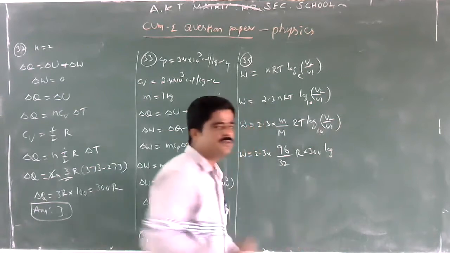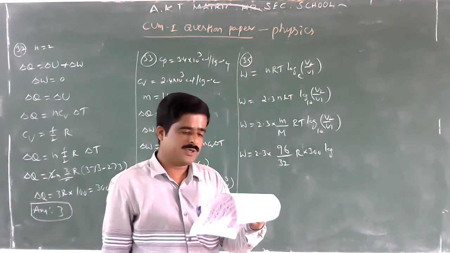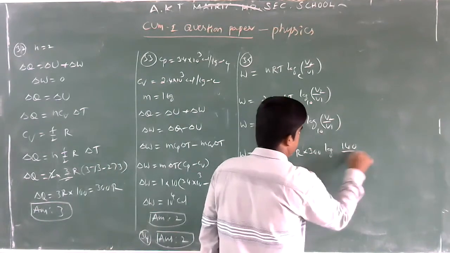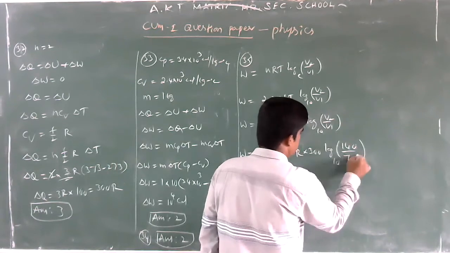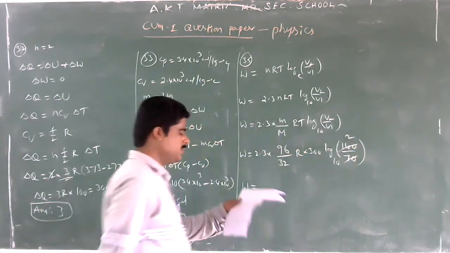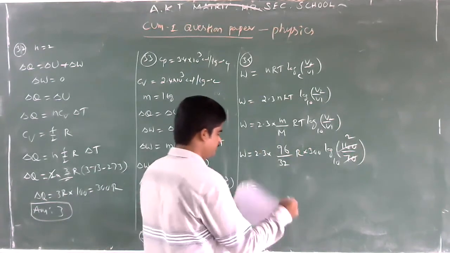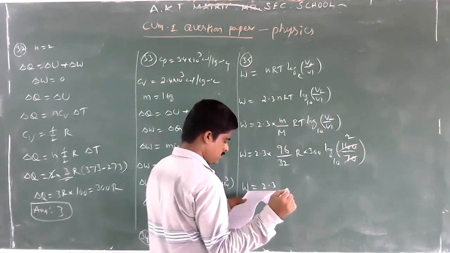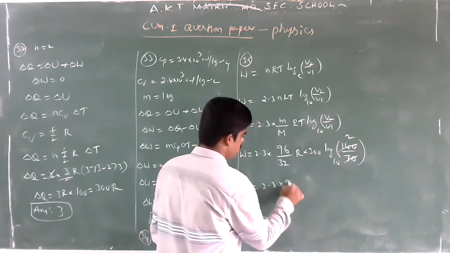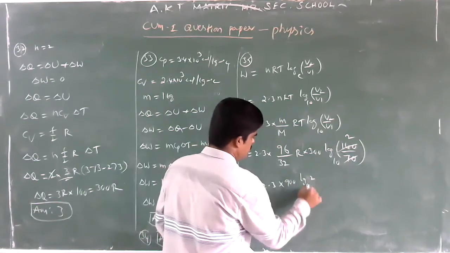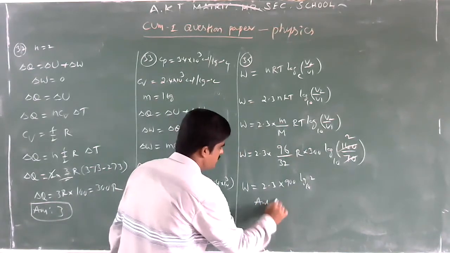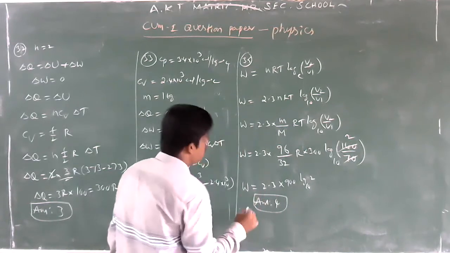Log V2, where V2 is the final volume. Here volume increases from 70 liters to 140 liters, so the final volume is 140 and the initial volume is 70. Simplifying this, W is equal to 2.3 into 900 log 2 base 10. So which option is correct? The last option, the fourth option, is correct.